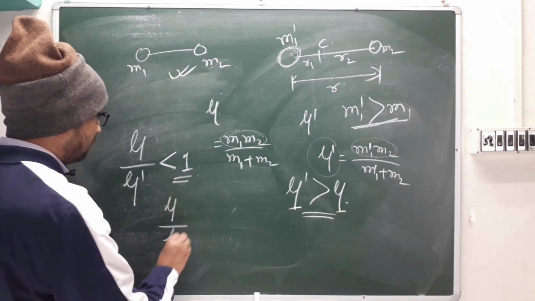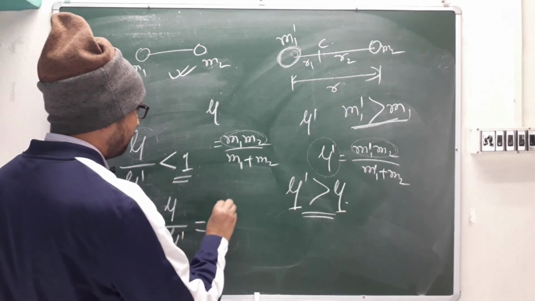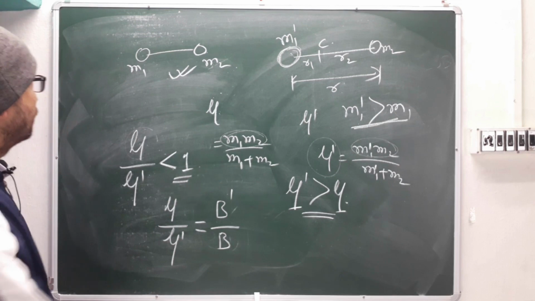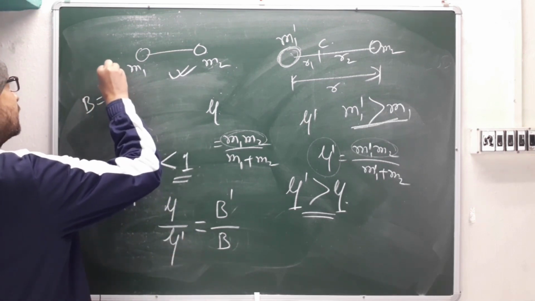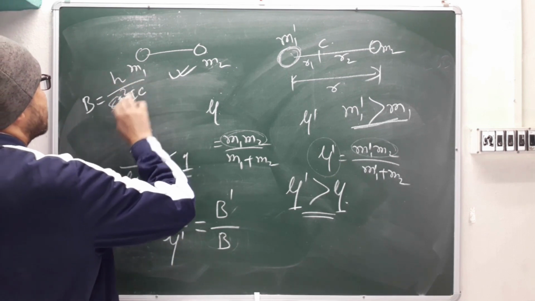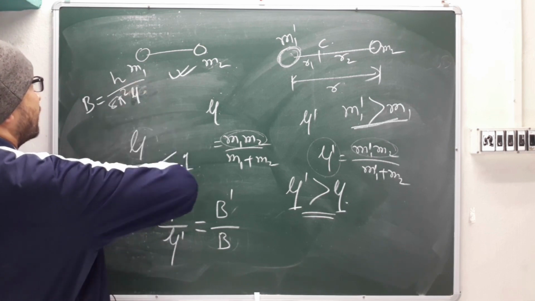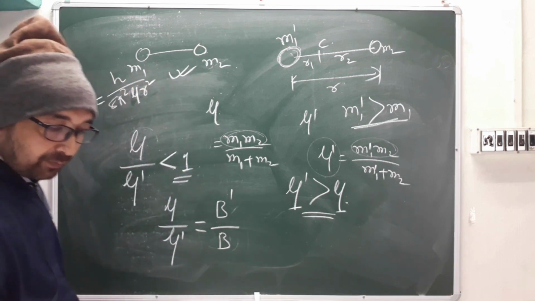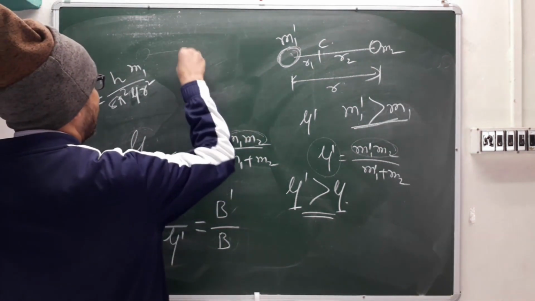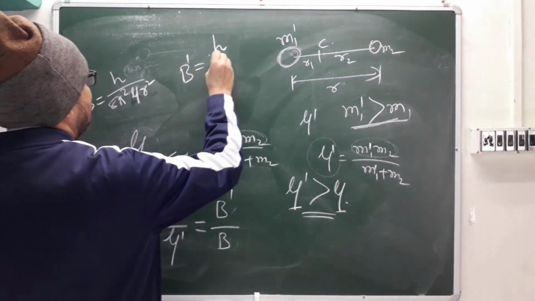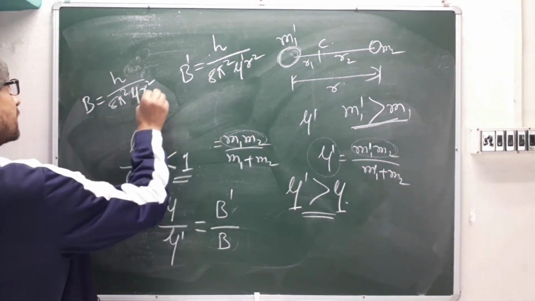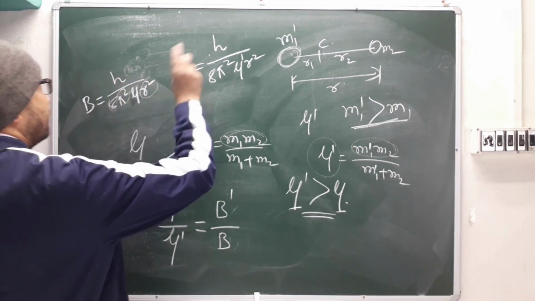If this one is less than 1, so what will happen? Just see, it will be B prime and then B. That also you can do, because we know the value of B. B is h divided by 8 pi square I c, and this I we will open up now because we very much require mu R square for this B. For B prime we will write h divided by 8 pi square mu prime R square. Now everything is constant: R is same, pi, 8, h, everything is same.